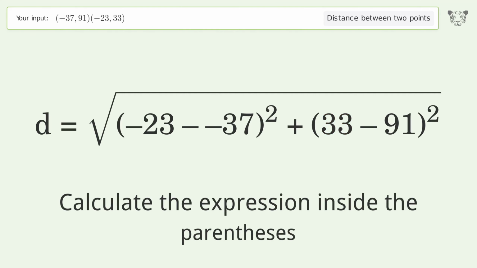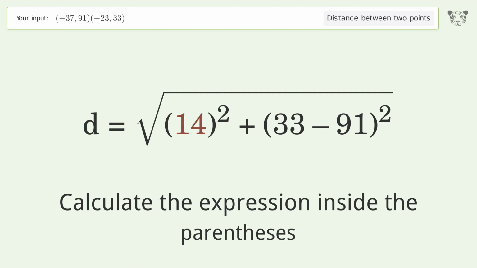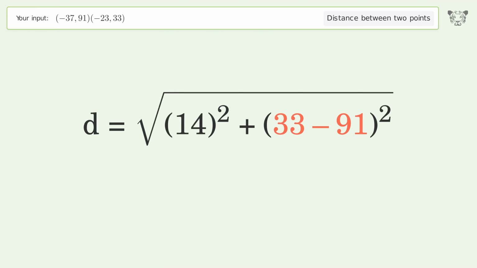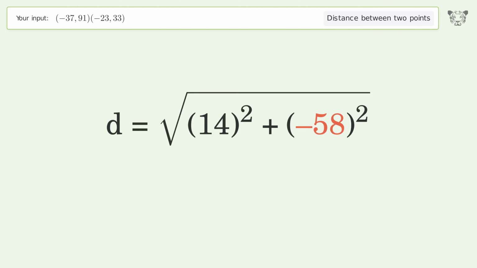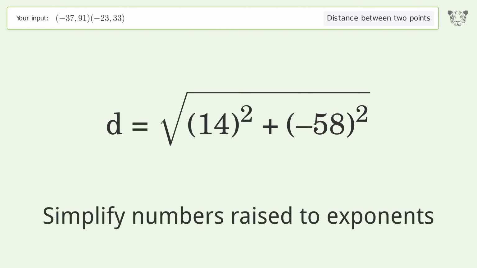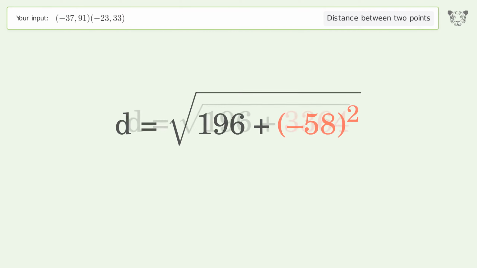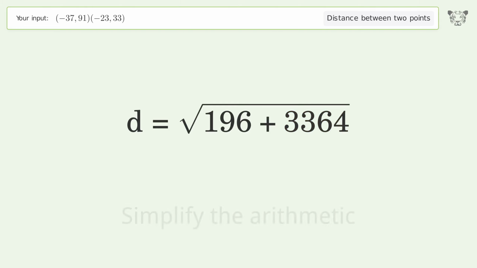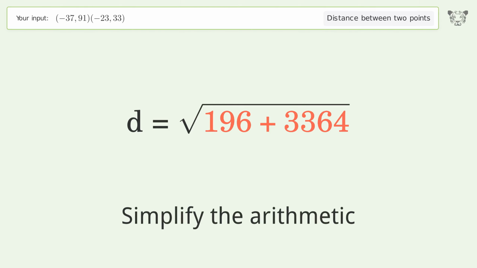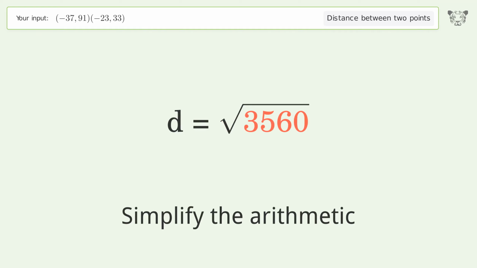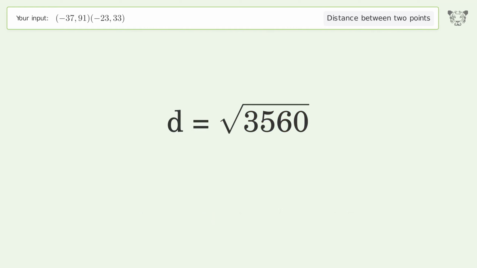Calculate the expression inside the parentheses. Simplify numbers raised to exponents. Simplify the arithmetic. And so the distance between the 2 points is the square root of 3,560, or 59.666.